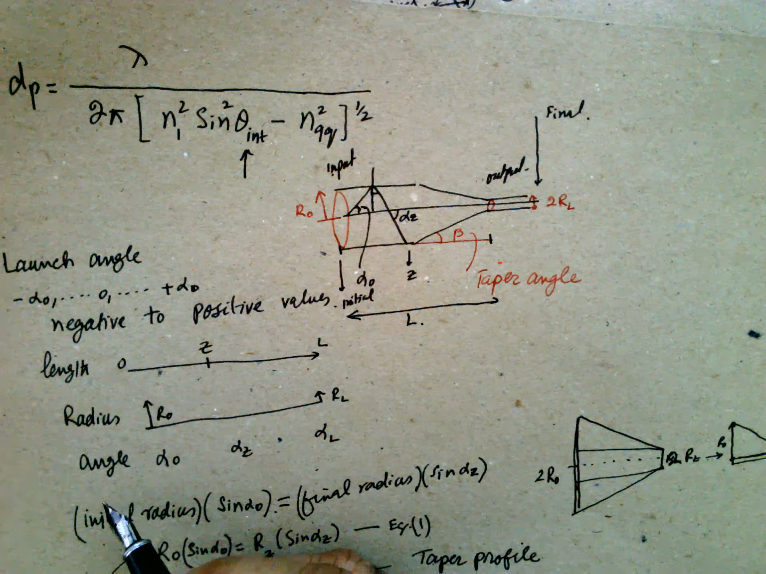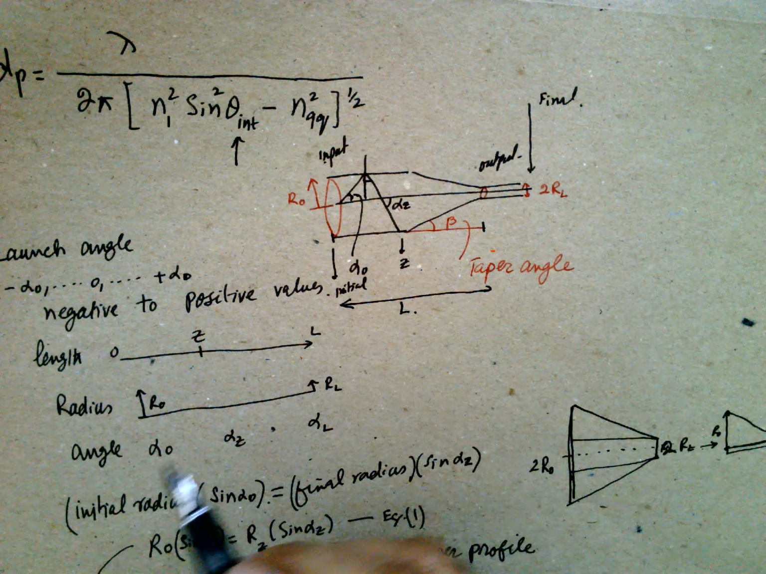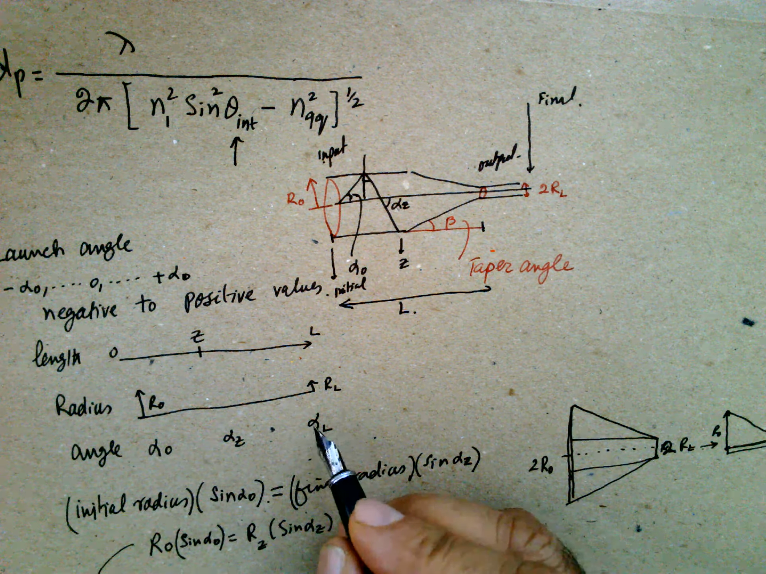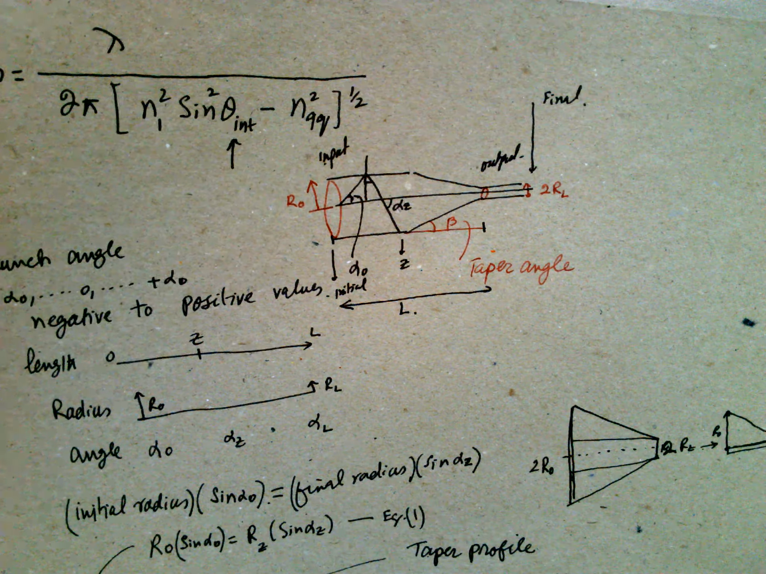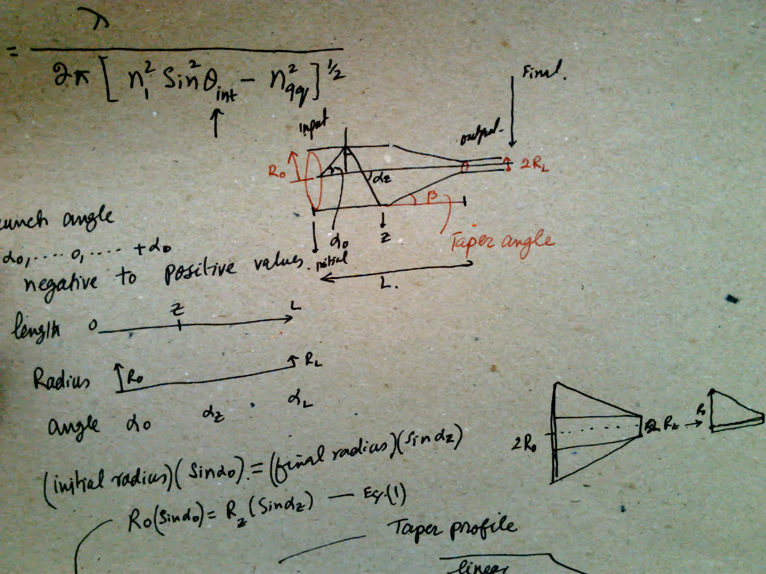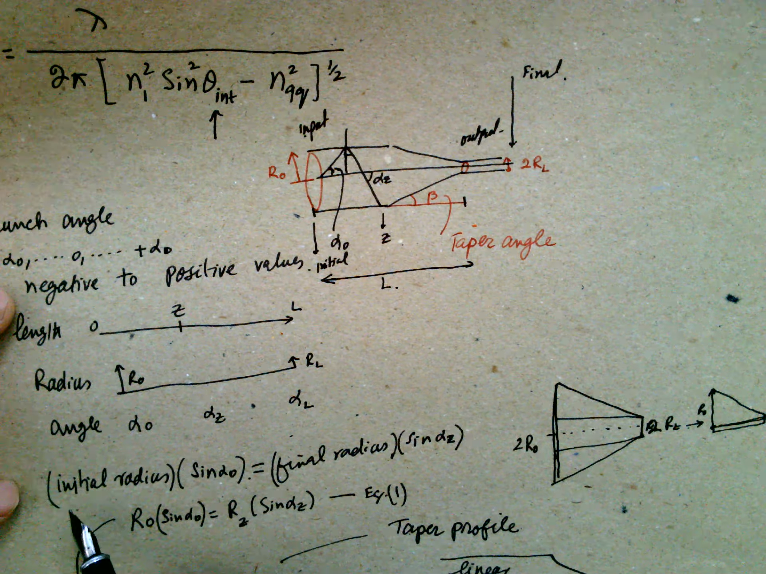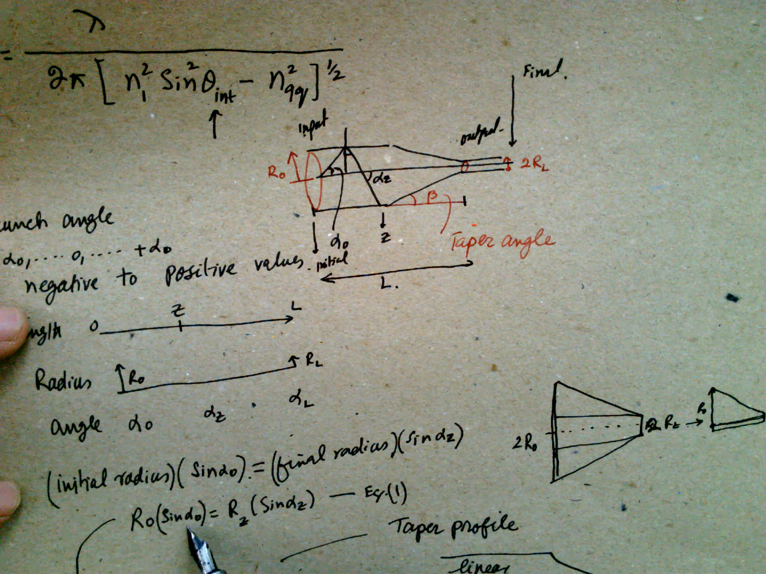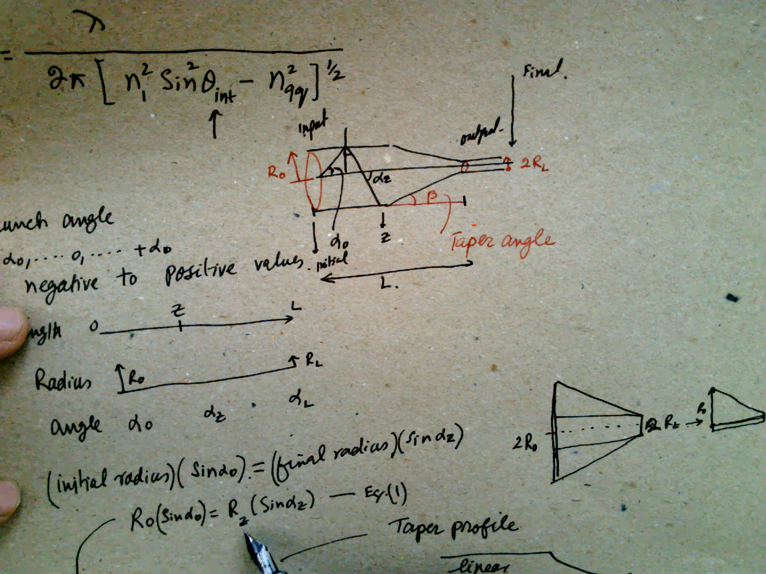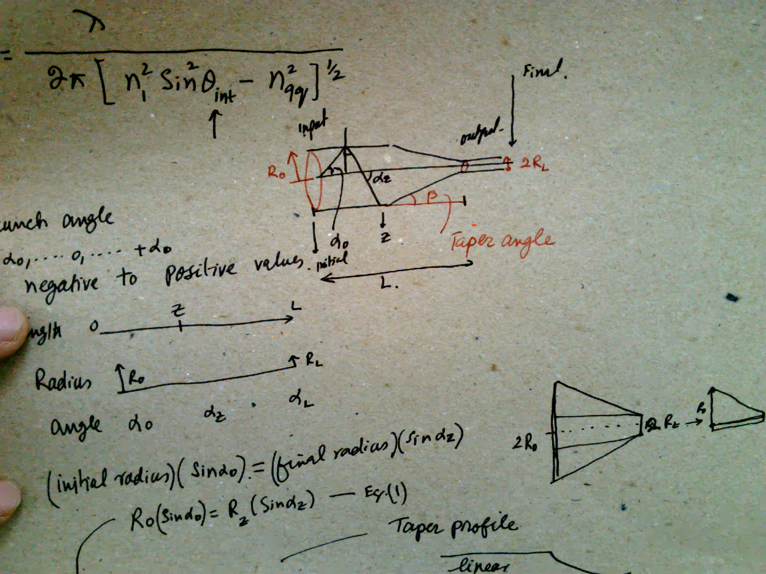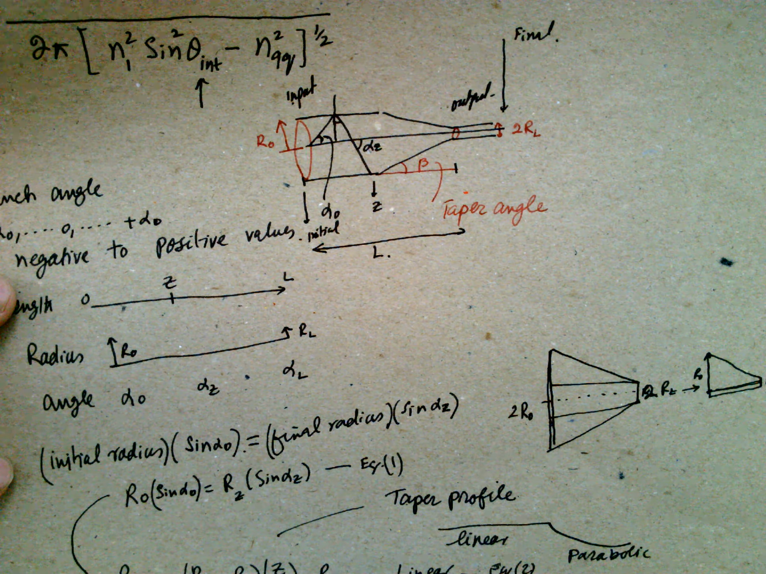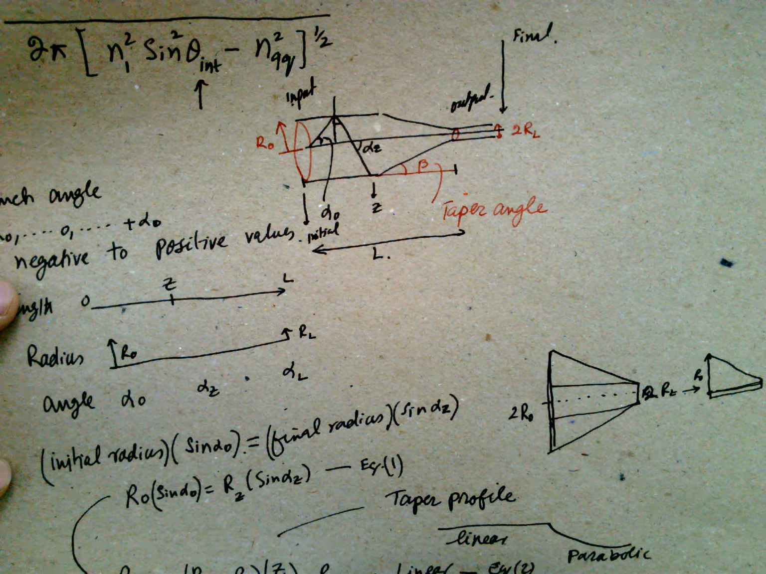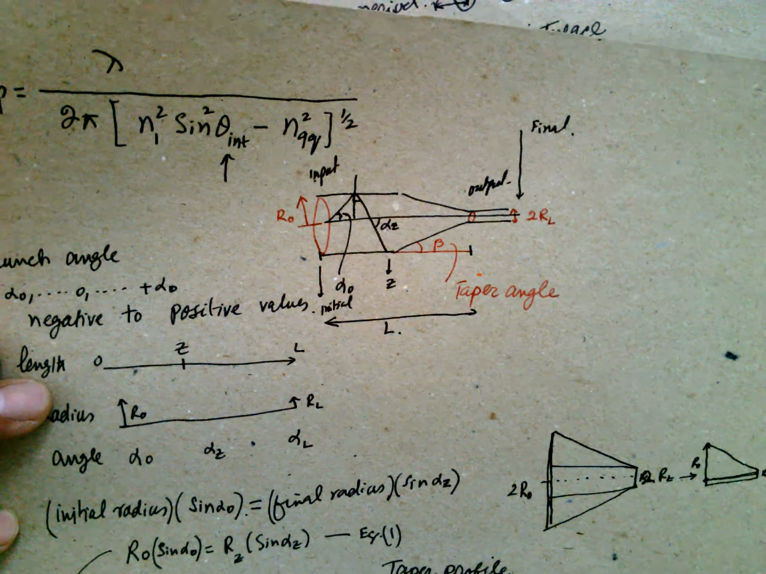The radius is R naught and R L, and the angles are alpha naught, alpha z and alpha L. The initial radius times sine of alpha naught equals the final radius times sine of alpha. So R naught sine alpha naught equals R z sine alpha z; this is equation one. Based on the three profiles, linear, parabolic, and exponential, R z is a function of L.